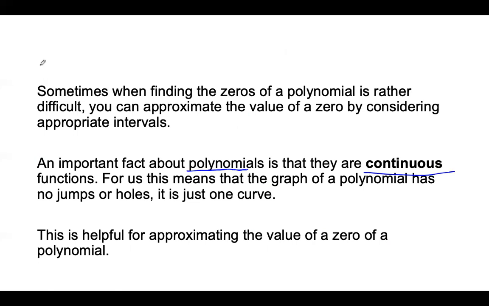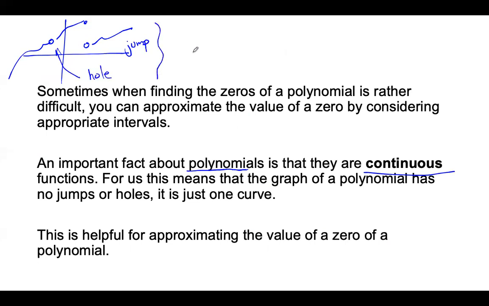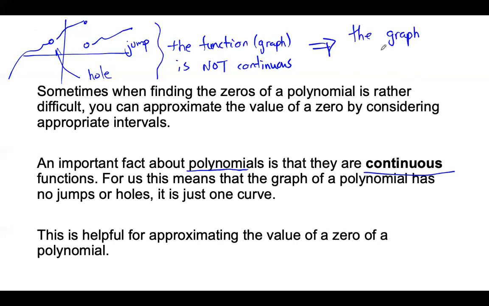So what does discontinuous, or not continuous, mean? Suppose we have a graph like this, and we have a hole in it, and then it continues, and then we have a jump. So we have a jump, we have some holes here, a picture of a function with some holes or some jumps. This function, or graph, is not continuous. This is an example of not continuous. Therefore, this graph cannot belong to a polynomial.